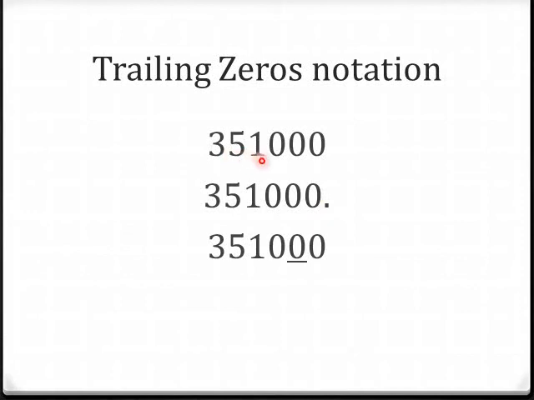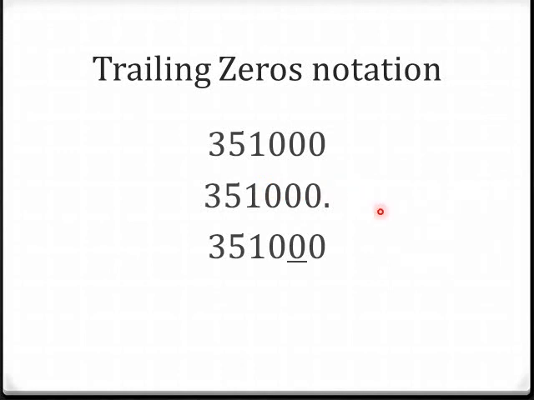So 351,000, 3 sig figs, no decimal point. The zeros don't count. Okay, 351,000 decimal point, that says that you know what these 3 numbers are. So the rule still holds from before, that if there's a decimal point, then trailing zeros are significant. The rule is still the same. So that makes all 3 of these significant.